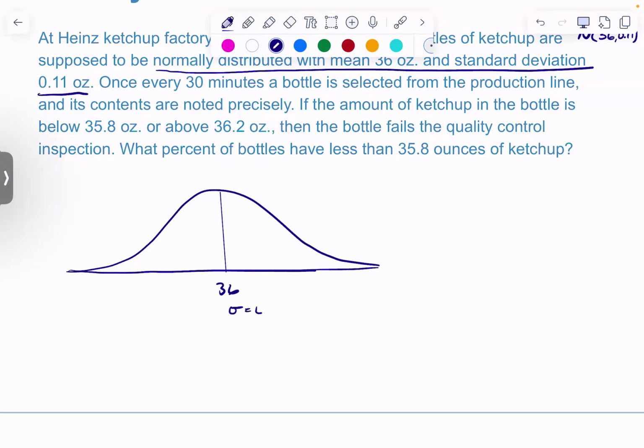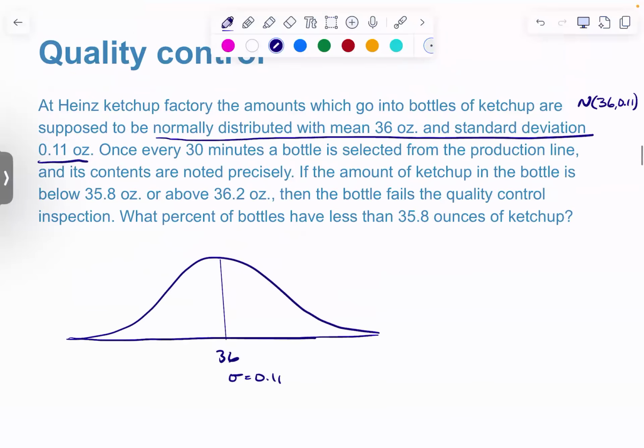And a standard deviation of 0.11. And if you prefer, you can write mu as 36. Usually I get a little bit lazy and I don't write mu as 36, but it's a nice reminder. Especially since it's our first one. First real example here.